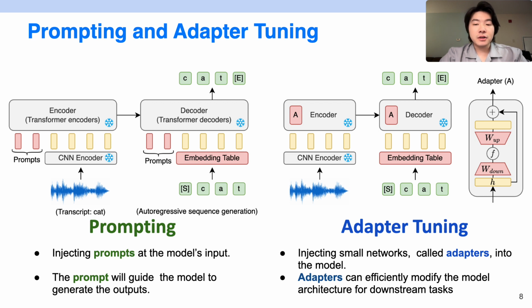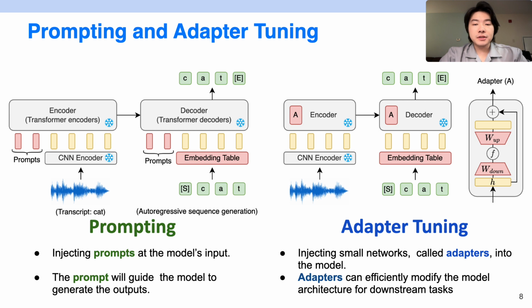The speech is first encoded into some features with the CNN layers, and before feeding it into the transformer encoder model, some trainable prompts will be prepended at the beginning of the feature sequence. And these prompts will guide the model to generate the target of your downstream task. For example, if we want to perform speech recognition and the input speech is cat, the prompts will guide the model to generate the characters C, A, and T. And during the whole process, only the prompts are trainable. The pre-trained model is always fixed.